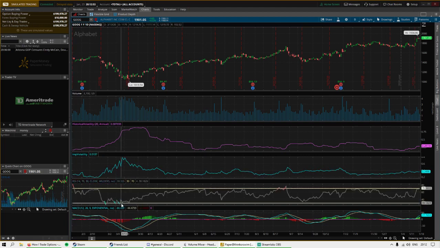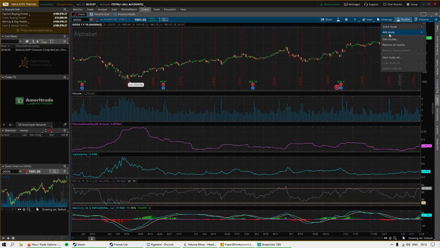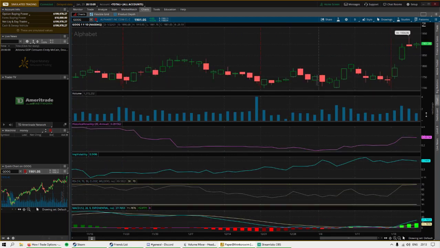RSI, just a simple little study. All these, by the way, you add from the studies tool. Just look them up. If it's above 70, it's overbought, which means recently a lot of people have been buying it. If it's below 30, it's oversold. Recently, a lot of people have been selling it. So let's zoom in a little bit. You can tell with Google, a lot of people have been buying it this week. So the RSI's up.